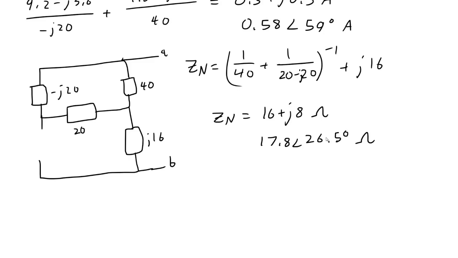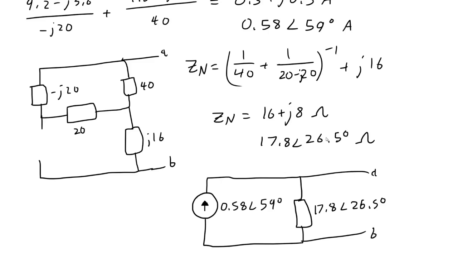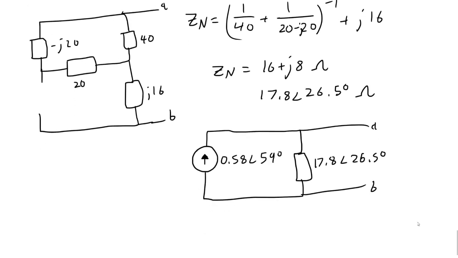But we can go ahead and draw the equivalent circuit as the current source with the current magnitude of 580 milliamps, approximately, the phase angle of 59 degrees, in parallel with the Norton impedance, which is 17.8 its magnitude, and the phase 26.5 degrees, terminals A and B. Now, if you wanted to, just like the last one, you could write that in series with an inductor, since it's inductive at this frequency, but I prefer to use the boxes.